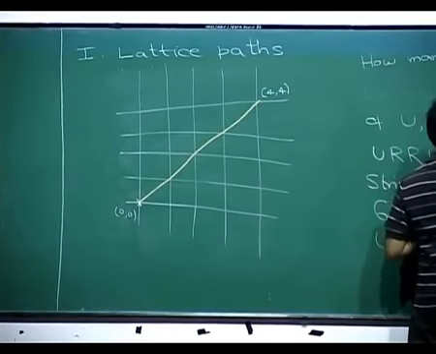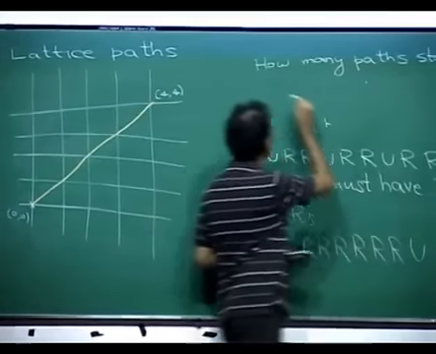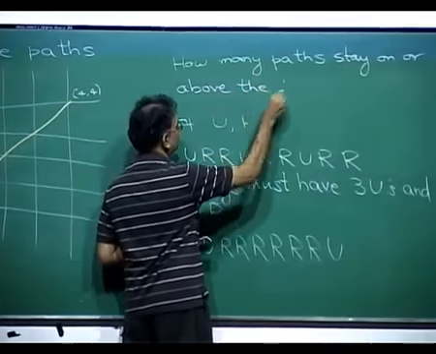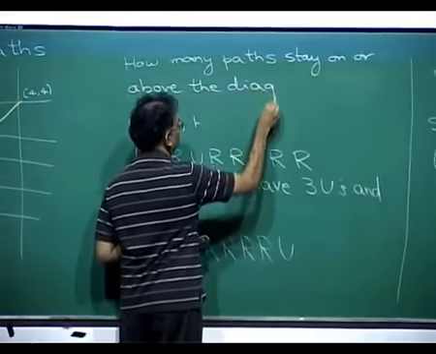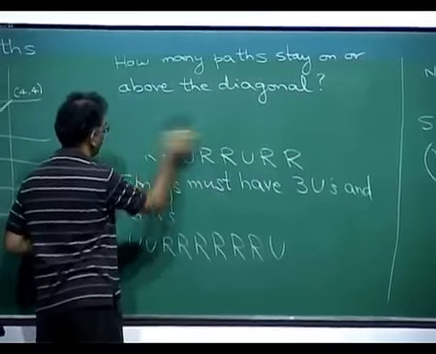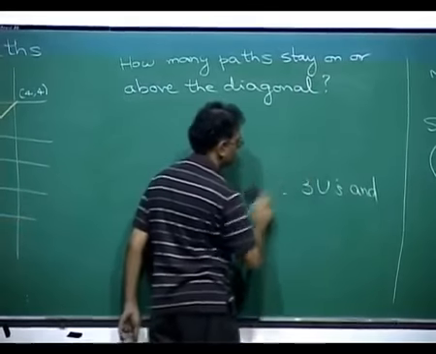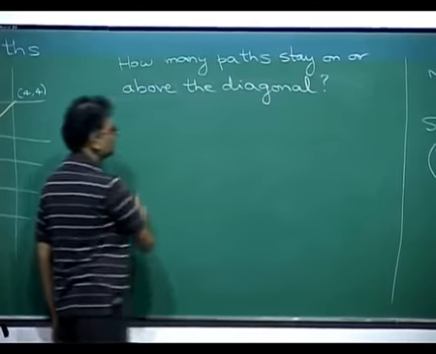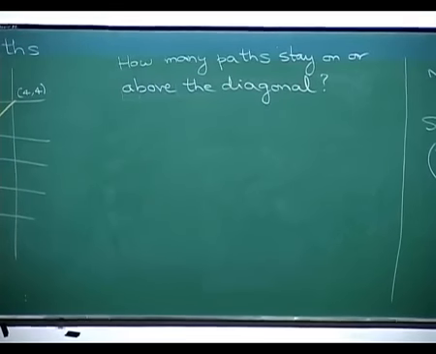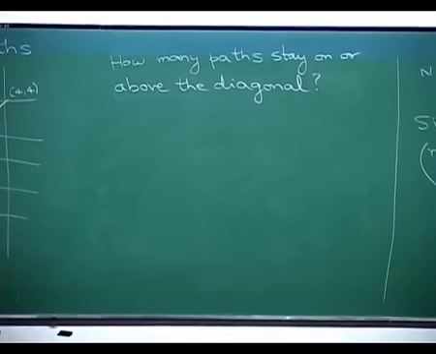So we want paths, how many paths stay on or above the diagonal. Now this is a more interesting question, and not so simple to calculate. It's not clear how you would calculate this figure. How would you calculate this number of paths that stay on or above the diagonal?